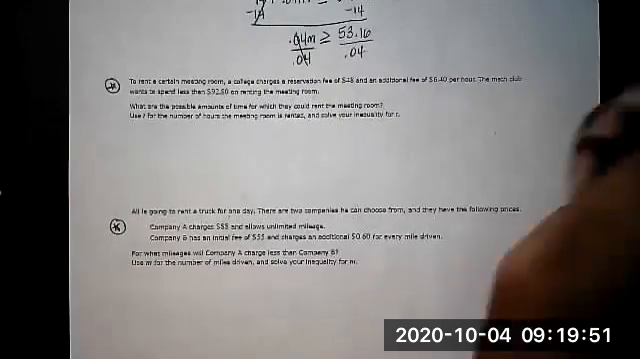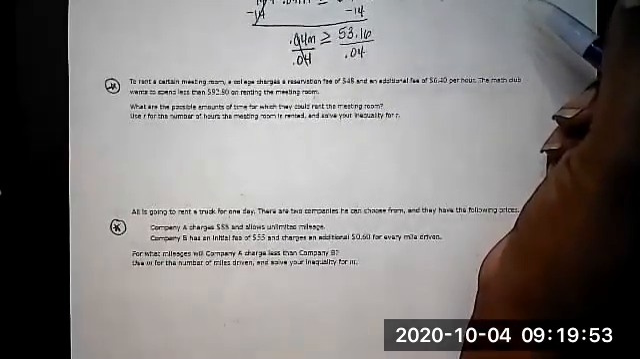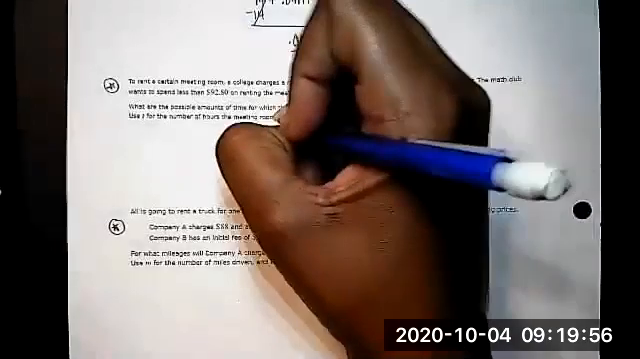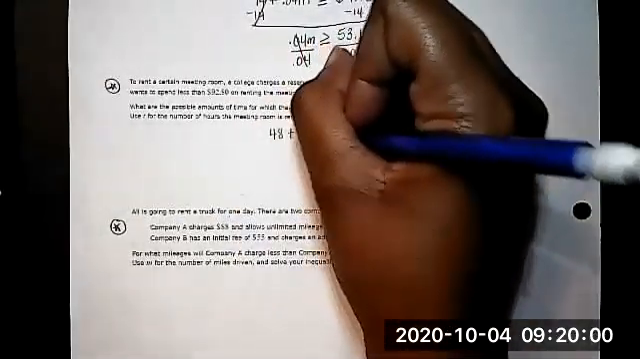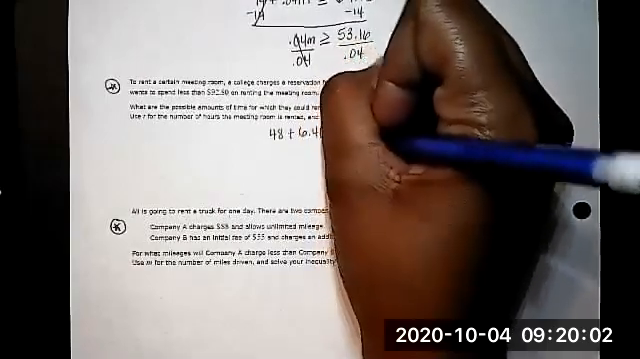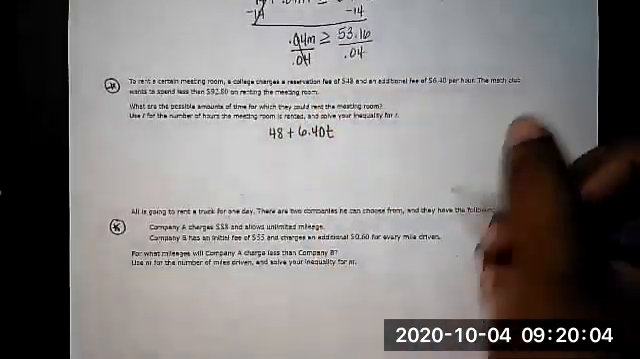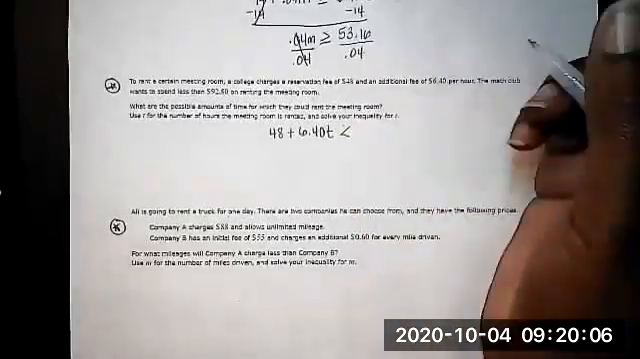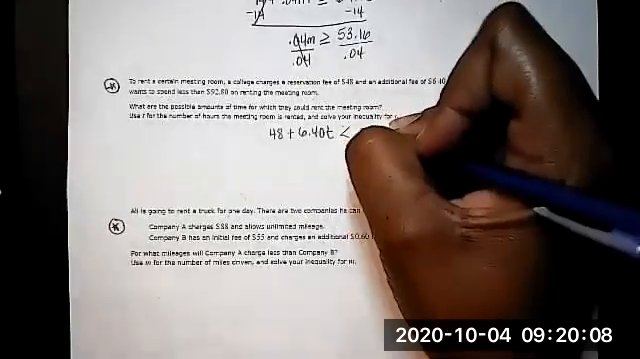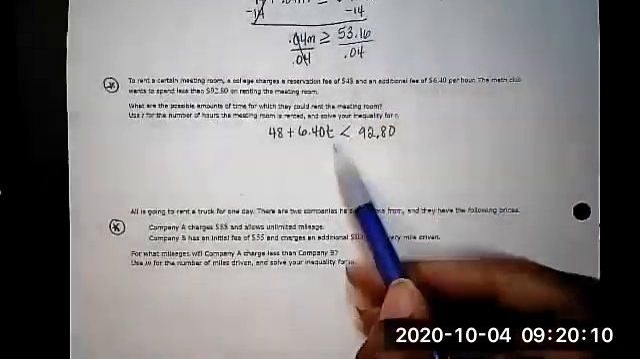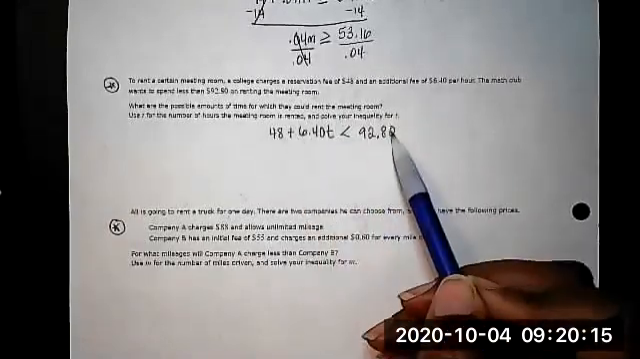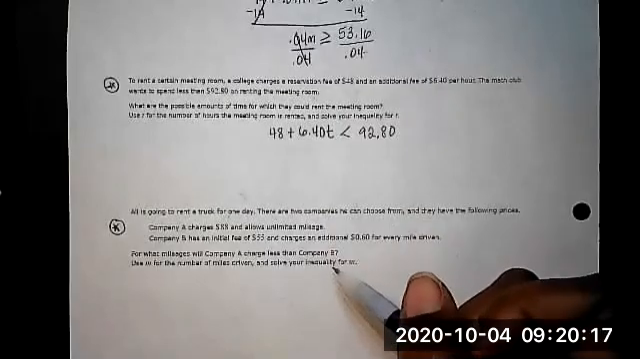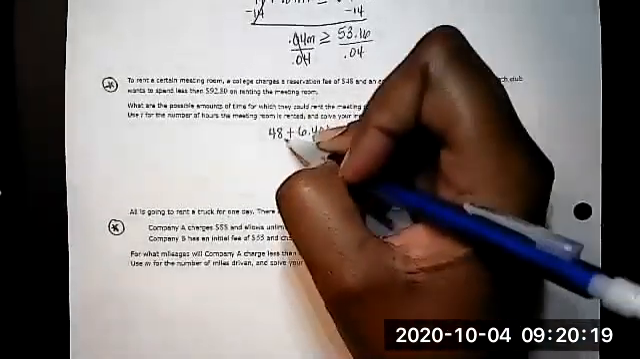Let's go ahead and get this problem on our paper, and then we can solve it. $48. Okay. And then the additional is $6.40 per hour, so we're going to put T. Less than, that's how much they want to spend, $92.80. Okay. They want to spend less than that, so they don't want this to be more than the 92. All right. So let's go ahead and solve it.